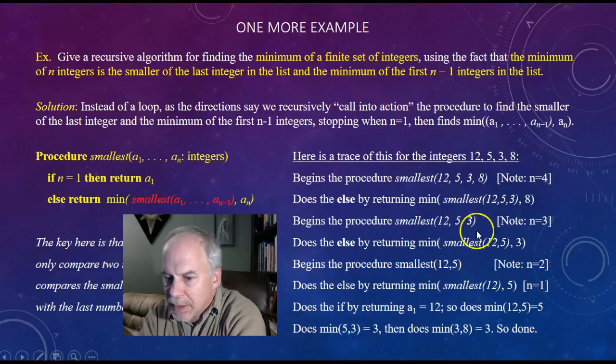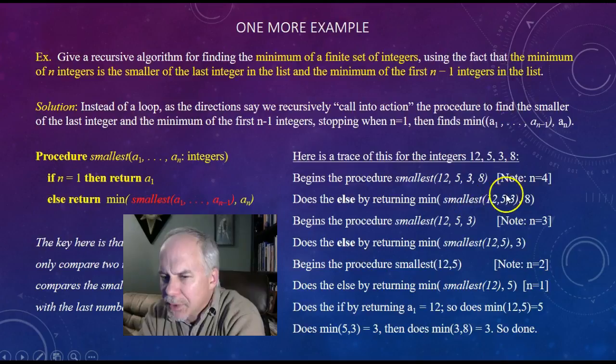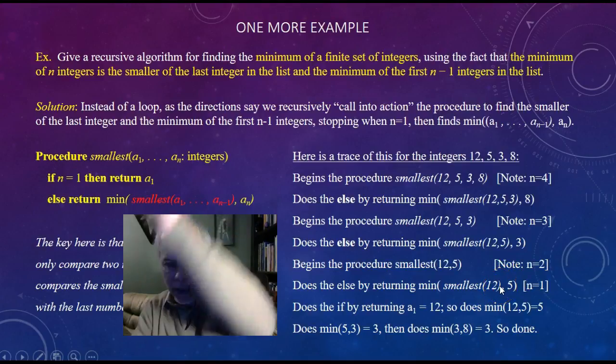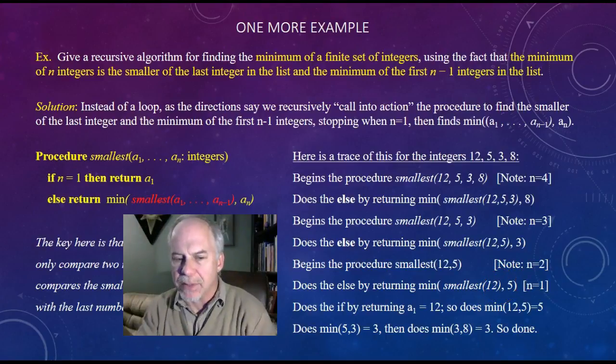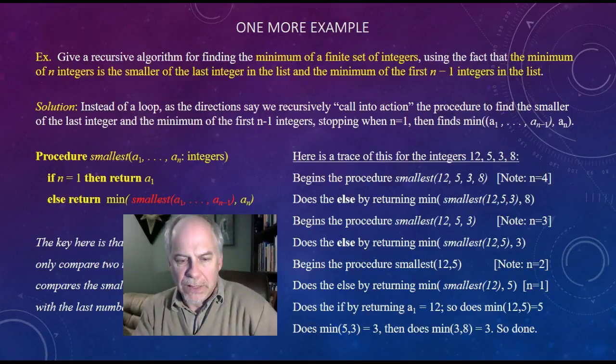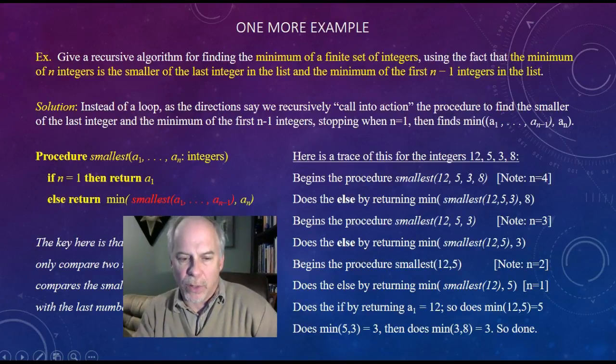I'm sorry, this is where I should have pointed right here. The minimum of 12, 5, and 3 is 3, and then it compares 3 and 8, and it finds the minimum of that is 3 also. So it's done when it gets to that. It's got to go back up. It's kind of like plugging it back in until it reaches back up to the beginning where it started. That's kind of what the return command does. It returns the consideration of what you're looking at.